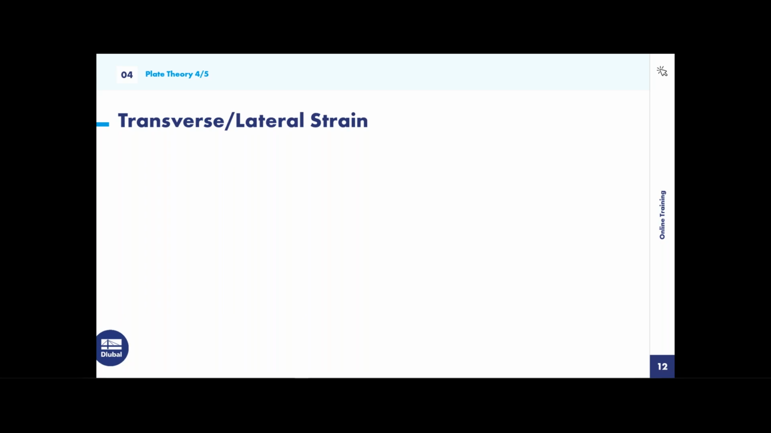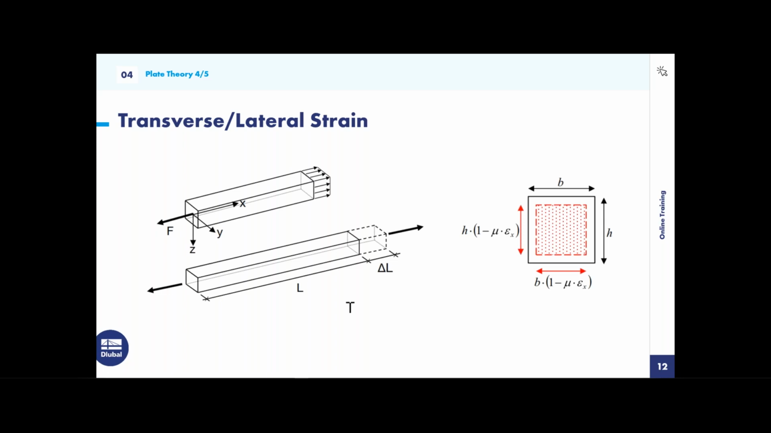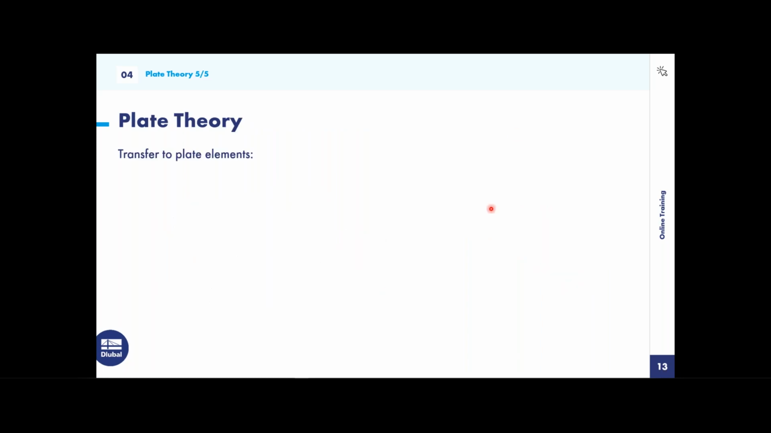So transverse/lateral strain, for this example, here you can see we have a beam, and when a tension force is applied to it along its length, the cross section will shrink with regards to its height and its width. So you can see here that this mu factor is used to take this shrinkage into consideration. And this is what is being taken into account with the Reissner-Mindlin theory.